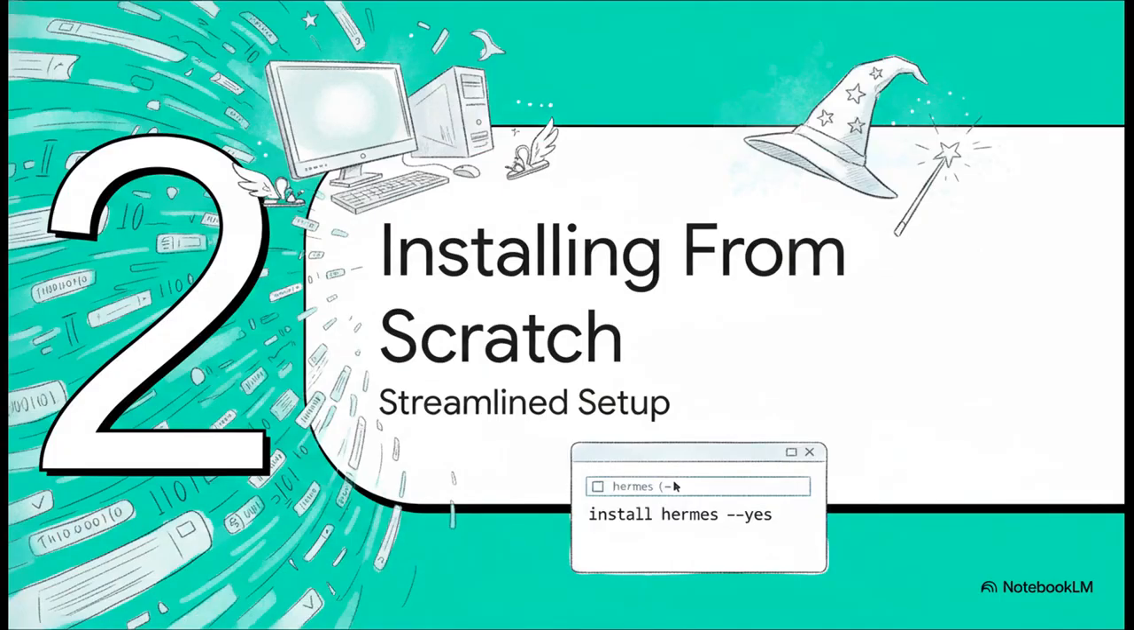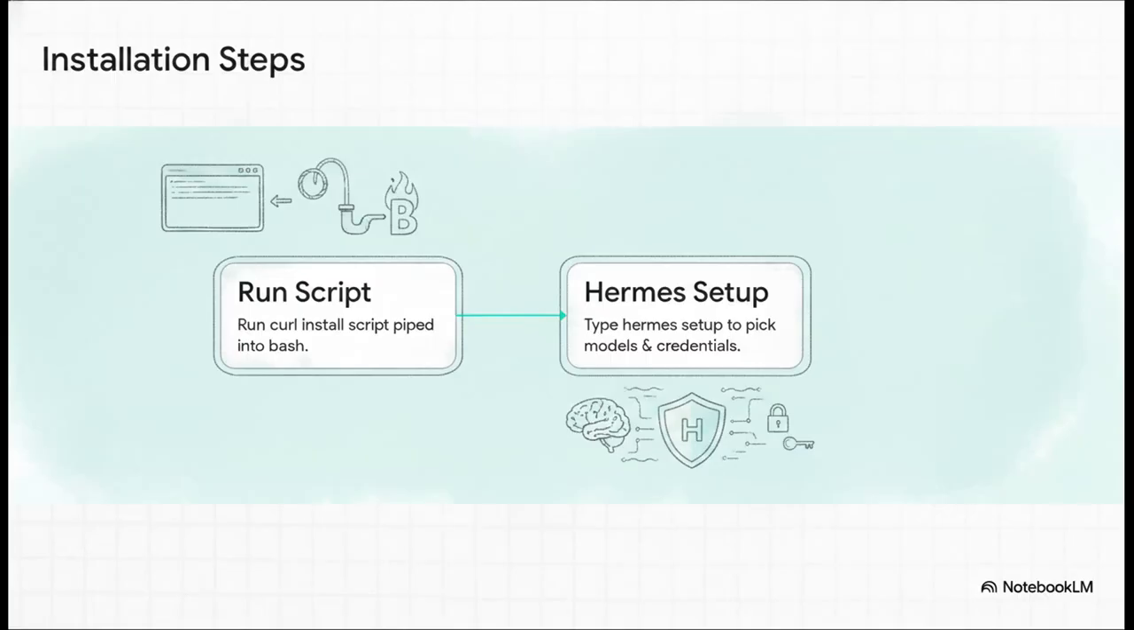Moving right along to Section 2, installing Hermes from scratch. Okay, now that we know what's under the hood, let's actually get this running on your rig. And hey, don't sweat it if you aren't a command line wizard. Getting this off the ground is literally as simple as running a single command. Step 1, open your terminal, grab the curl install script directly from the Hermes Agent Noose Research repo, and just pipe it into bash.